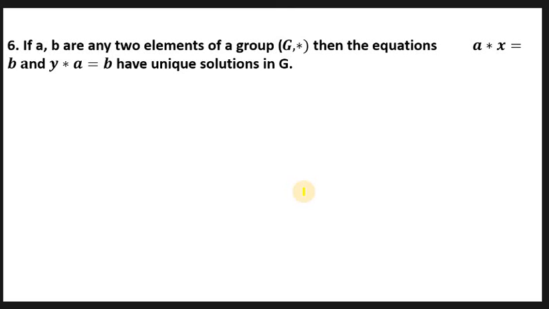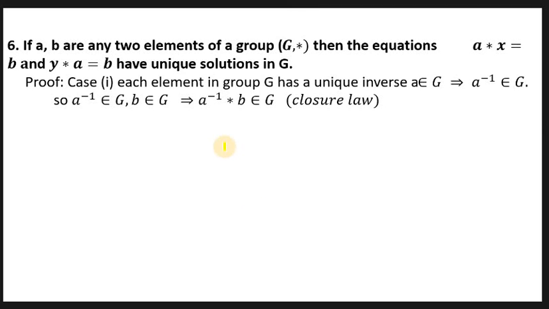So to show this one, let us prove this theorem in two cases. Proof. Case 1. Each element in G has a unique inverse. A belongs to G implies A inverse belongs to G. So that A inverse belongs to G, comma, B belongs to G implies A inverse star B belongs to G.